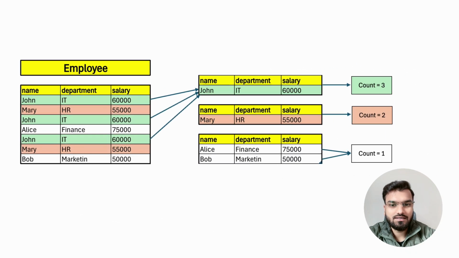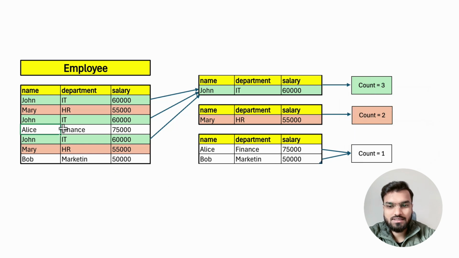So first, let's look into the approach on how we can solve this problem. We have this table employee and we have these values in the employee table. If we see John IT salary 60,000, this particular data is duplicate in 3 rows, so we can say that its count is 3. Again, Mary HR salary 55,000 is coming twice, so we can say that its count is 2.